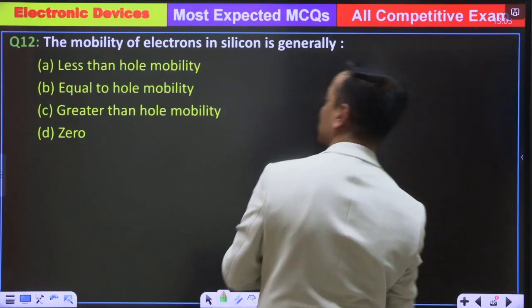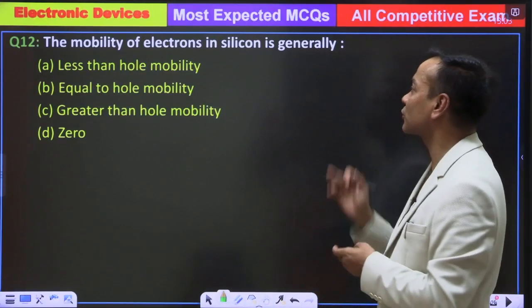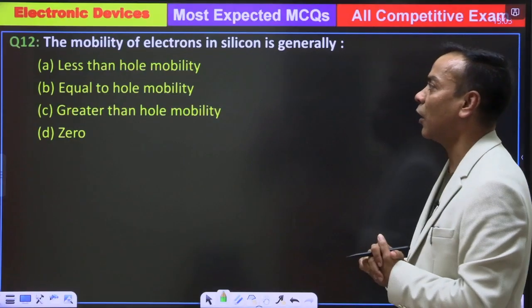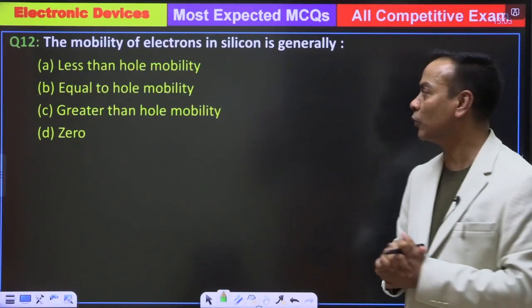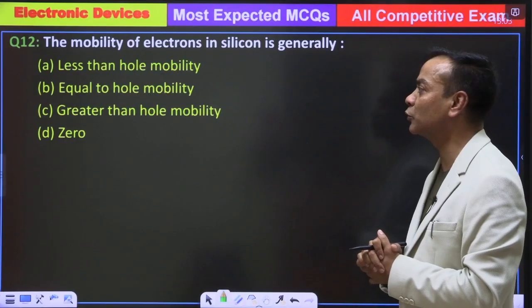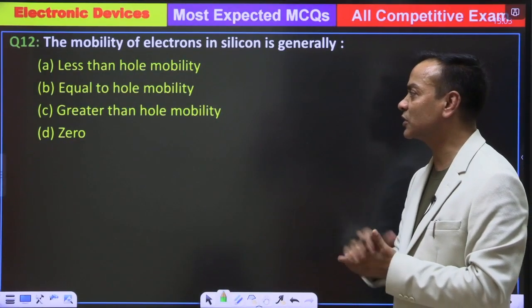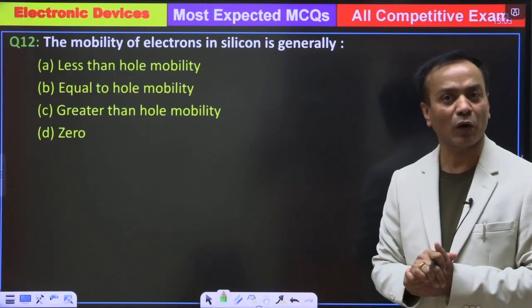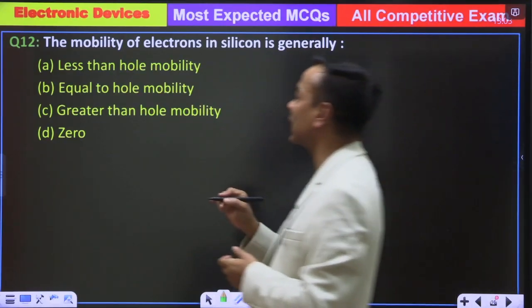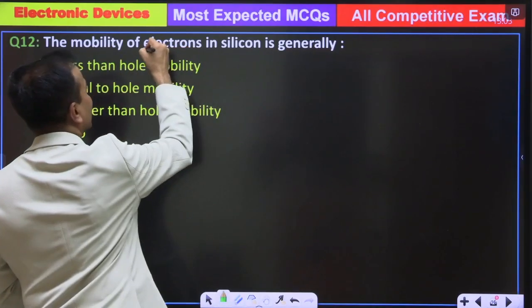The next question is given. The mobility of electrons in silicon is generally option A, less than hole mobility, option B, equal to hole mobility, option C, greater than hole mobility, option D, 0. Here they asked about the mobility of electrons.